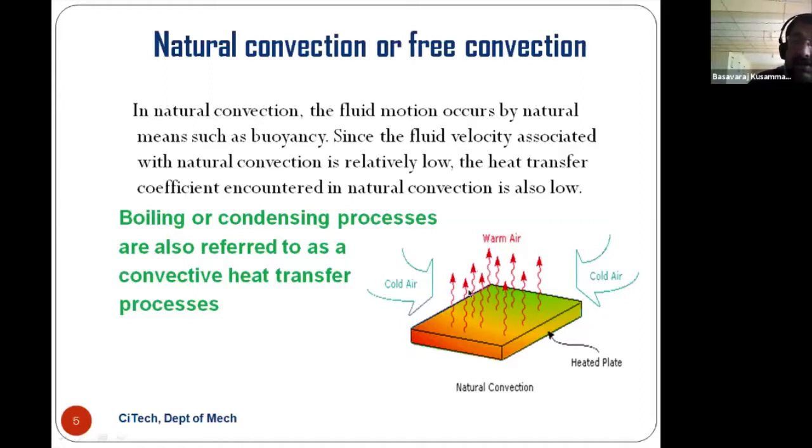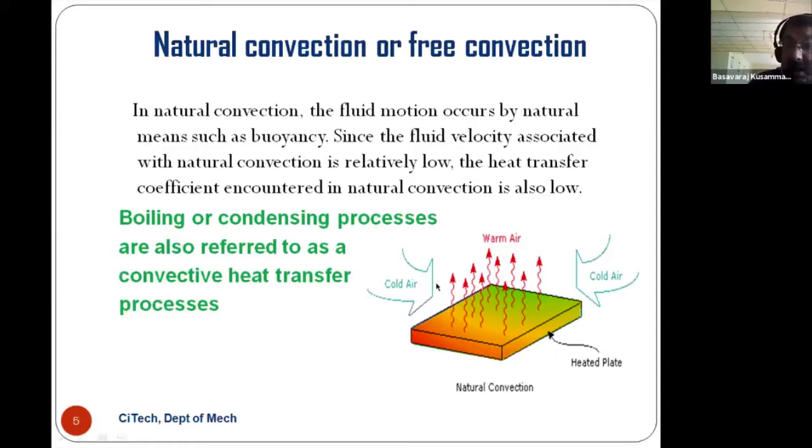will decrease. Hence, displacement of the air molecules occurs from one portion to another due to the decrease in the density of the air molecules here. Understand? Okay. But the best example is the boiling and condensation process, also referred to as a convective heat transfer process. Understand?